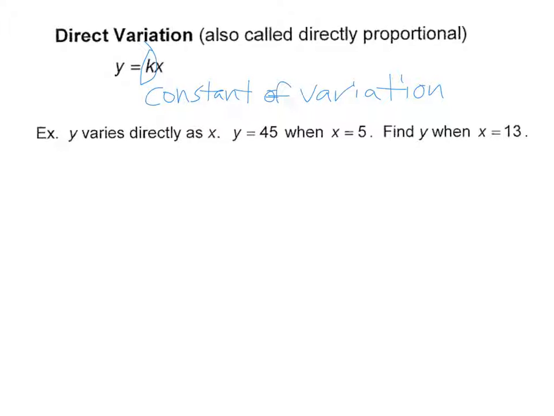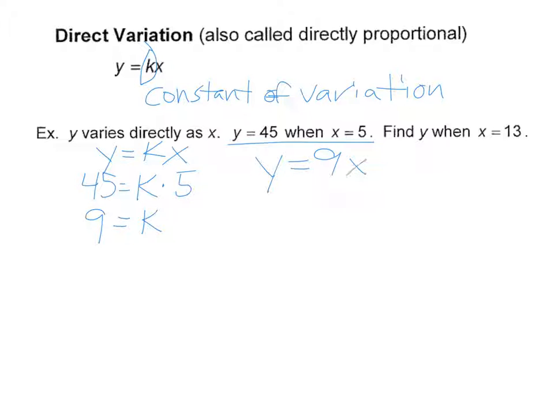The first example says y varies directly as x, so we know we're using y equals kx. Then it says y equals 45 when x equals 5. So I'll fill the 45 in for the y and the 5 for the x, and now when I divide both sides by 5, I know what k is. My formula now becomes y equals 9x. I filled the 9 in for the k.